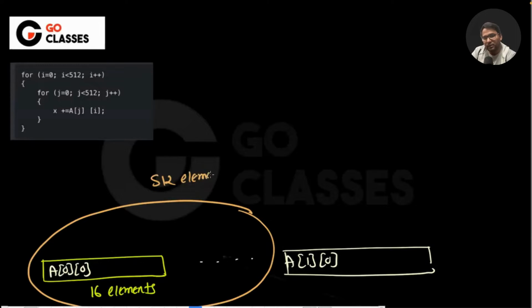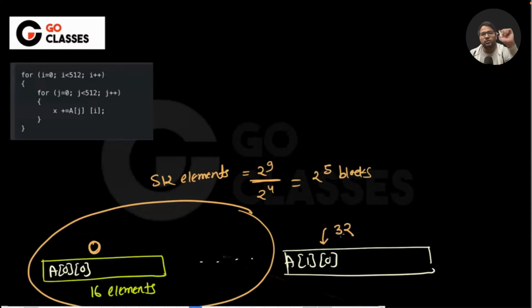Now, if this is 2 power 9 elements, can you tell me how many blocks you have till this point? 2 power 4, which means 2 power 5 blocks we have, isn't it? So we have 2 power 5 blocks. Can anyone tell me the block number here? This is block number 0. Then what is this block number? This is block number 32.